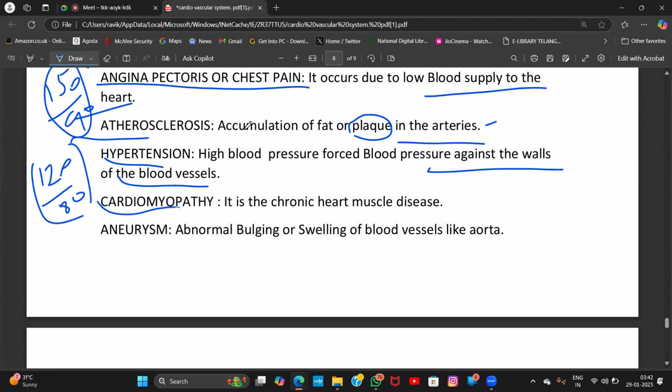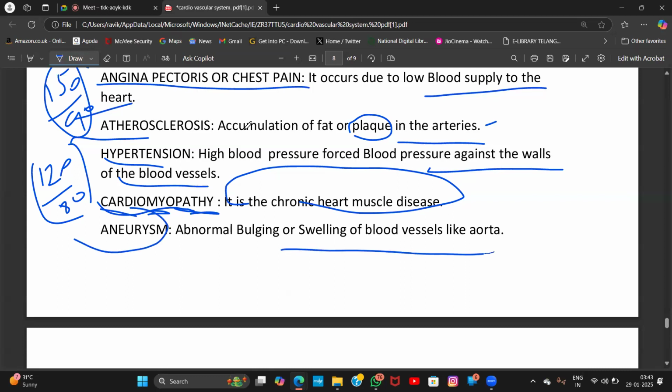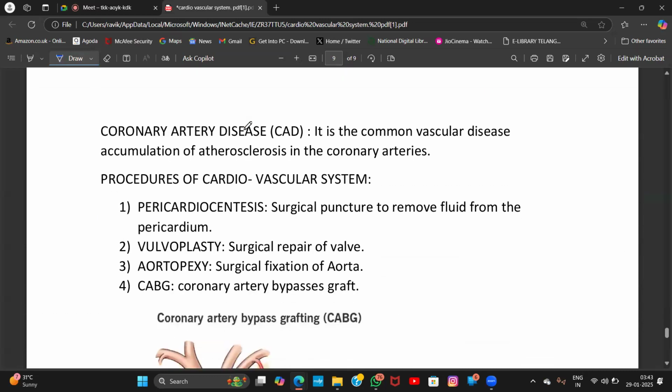Next, cardiomyopathy. Pathy ante disease. Myo ante muscles. Cardio ante heart. It is a chronic heart muscle disease, called cardiomyopathy. Aneurysm. What is meant by aneurysm? Abnormal bulging or swelling of blood vessels like the aorta. Bulging means uppatam. The bulging of the aorta is called aneurysm.